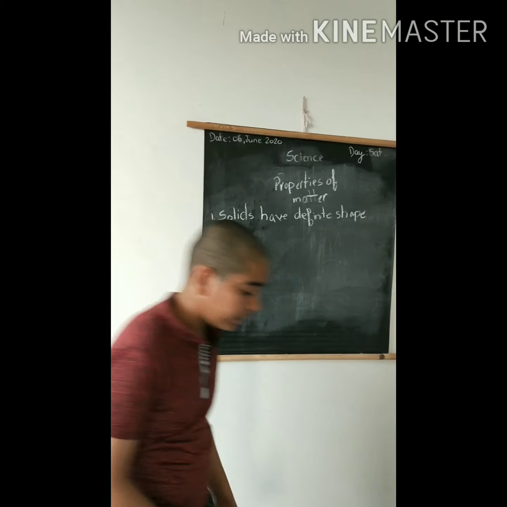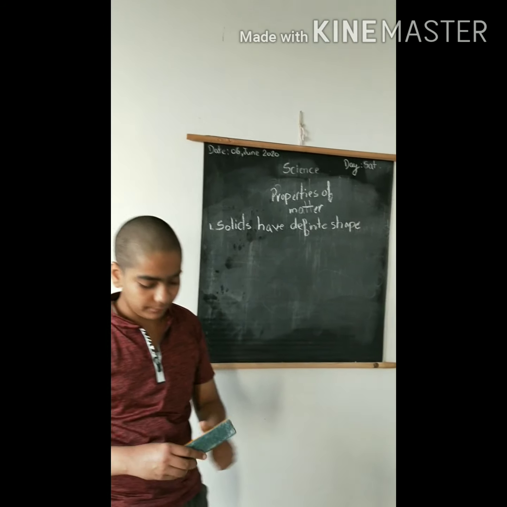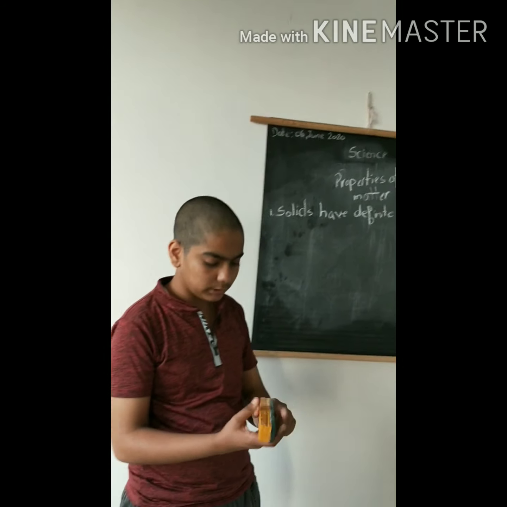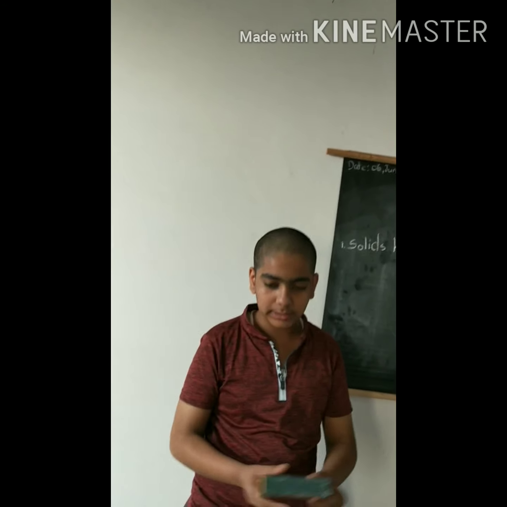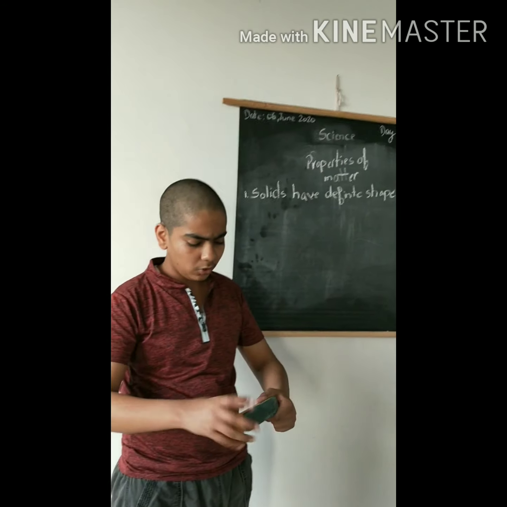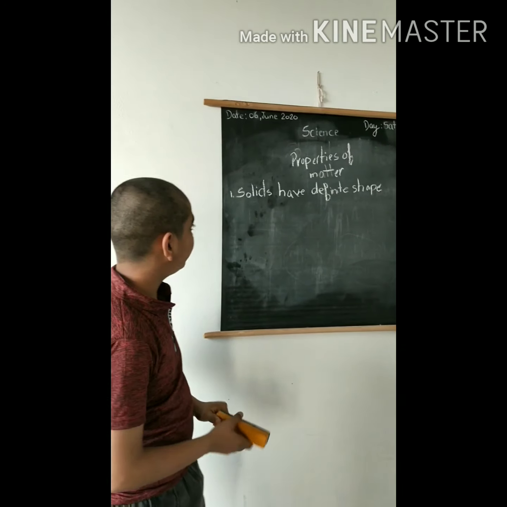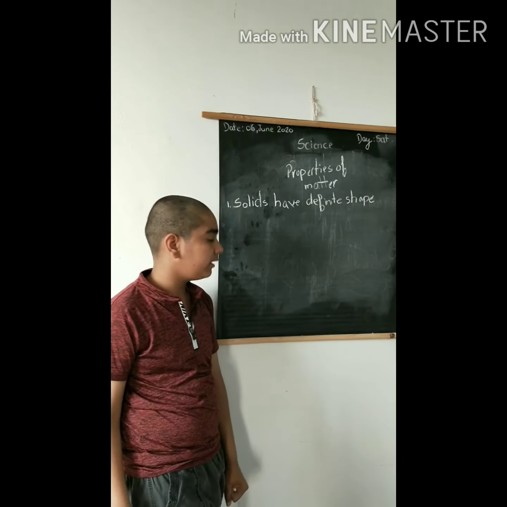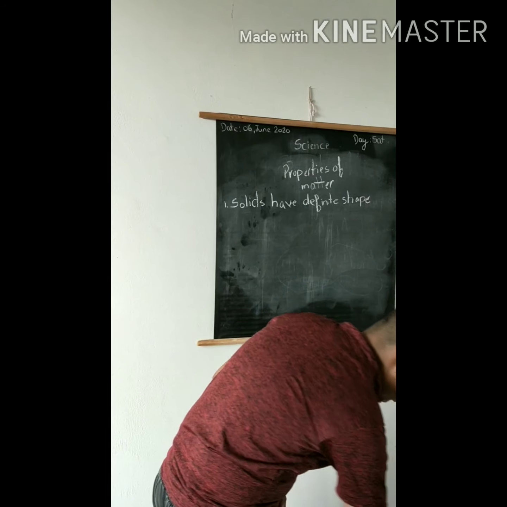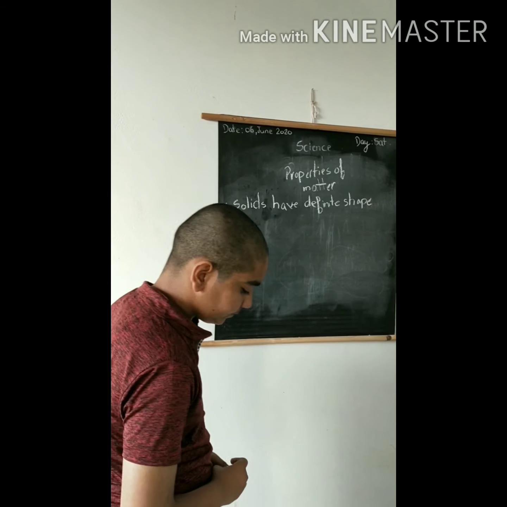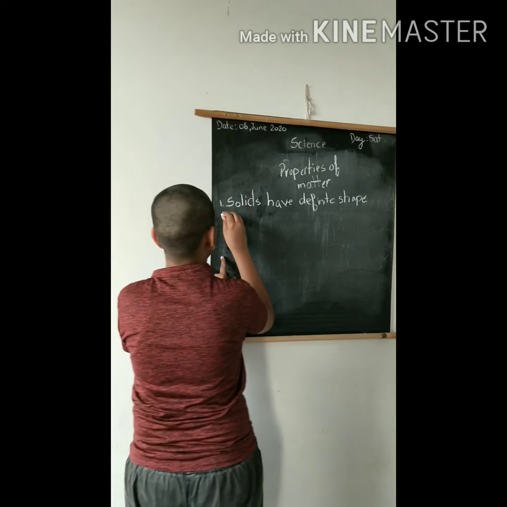Friends, as you all know that this is a solid and we cannot deform this shape to another shape, like this is a triangle. We cannot make it circle like this way. So the first property is solid have definite shape. Now I am going to next topic.